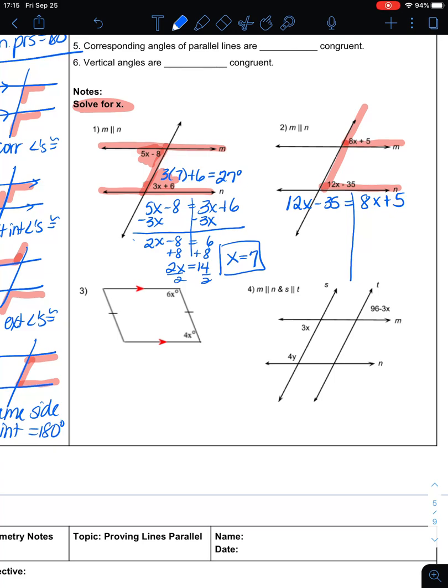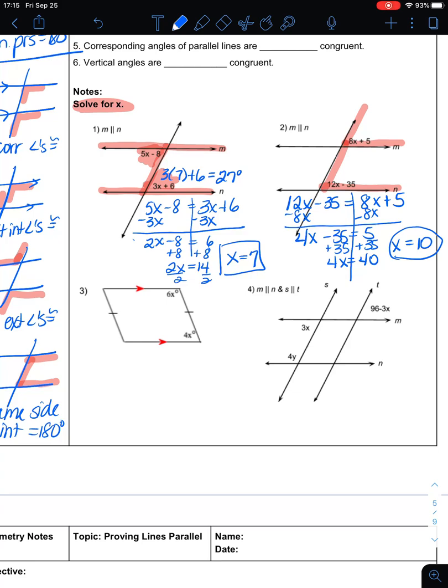So we need to solve that equation. I'm going to move the 8x first because it's smaller. That gives me 4x minus 35 equals 5. And I add 35 to both sides to get 4x by itself. So 4x is equal to 40, or x is equal to 10.